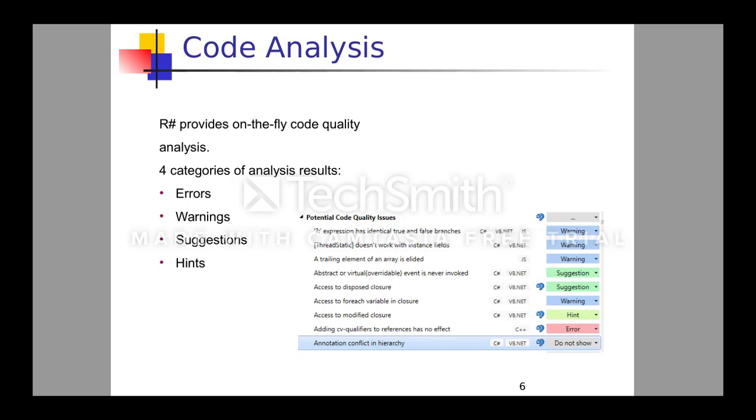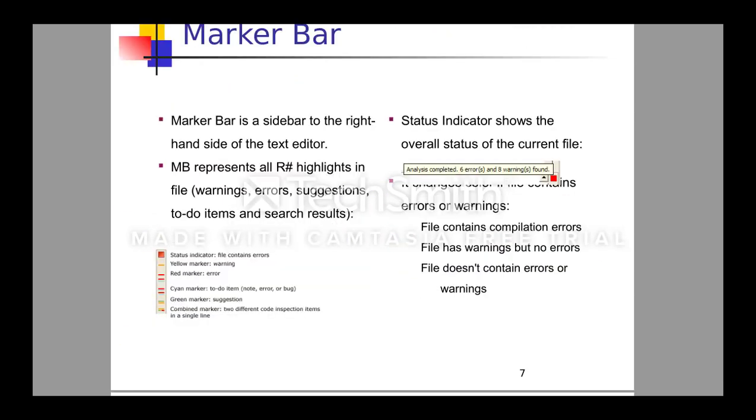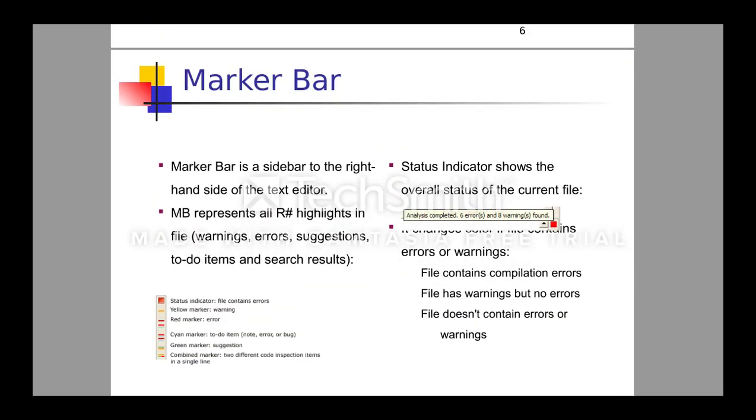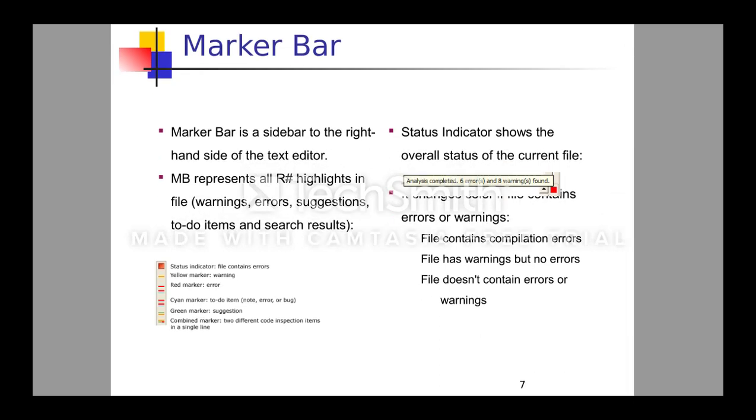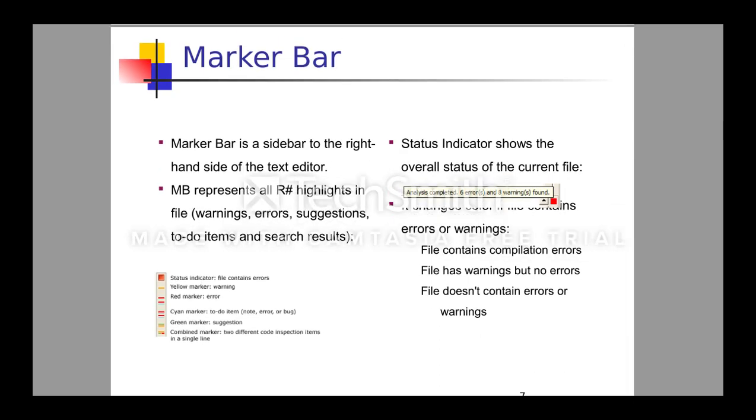Resharper provides us with on-the-fly code quality analysis. The four categories of analysis results are errors, warnings, suggestions, and hints. The marker bar is a sidebar on the right side of the text editor. The status indicator shows the overall status of our current file.